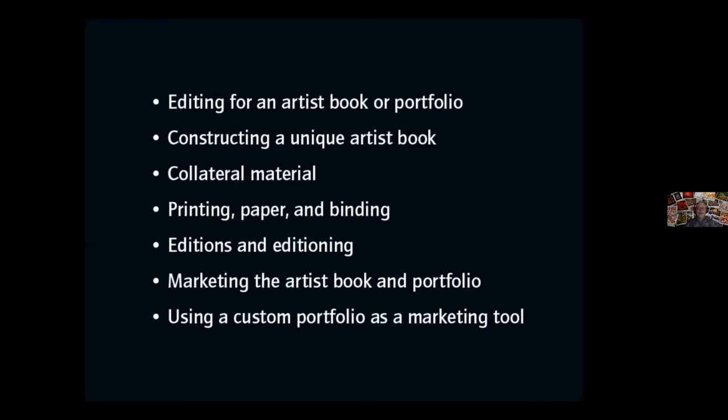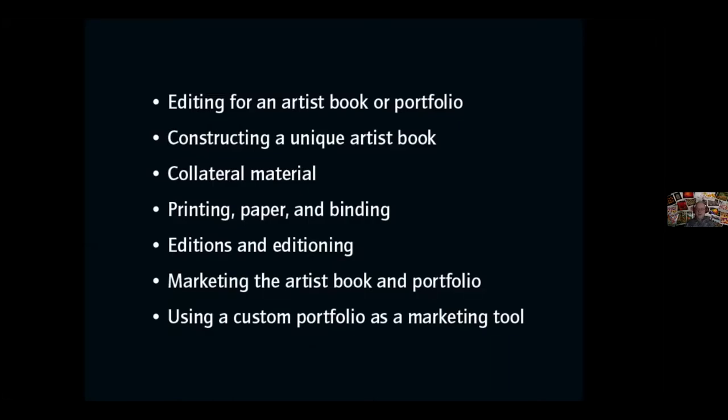Collateral material. So almost every kind of artist book or portfolio that is being presented as art needs collateral material, perhaps fly leaves, perhaps some kind of printed material about what it is. You know, if you go back to classical portfolios like the ones Edward Weston did, there's always something that's been printed up about it, or the Ansel Adams portfolios. And it's important that that be nicely designed. We'll talk about it. So how do you print this? What kind of paper should you use? How do you bind it? If this is something that is going to be marketed into the art world, how are you going to handle editions and editioning?